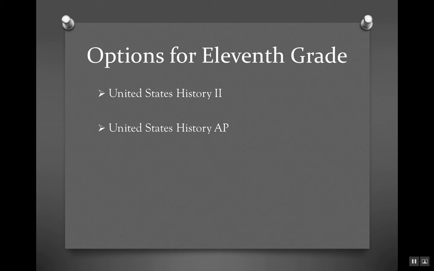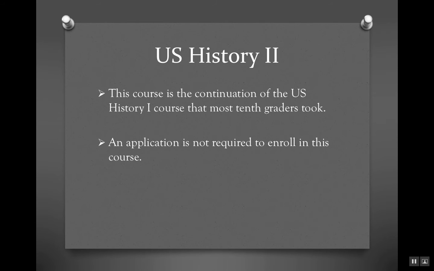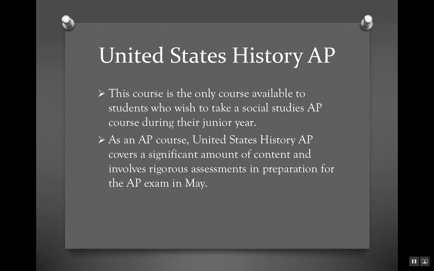The next one is United States History AP. So let me take you through these. U.S. History 2, very simply, is a continuation of the work that the boys did, most of them, during 10th grade when they took their U.S. History 1 course in the second semester of 10th grade. This course just picks up from there and goes for all of junior year, and there is no application required for students who want to take this course.